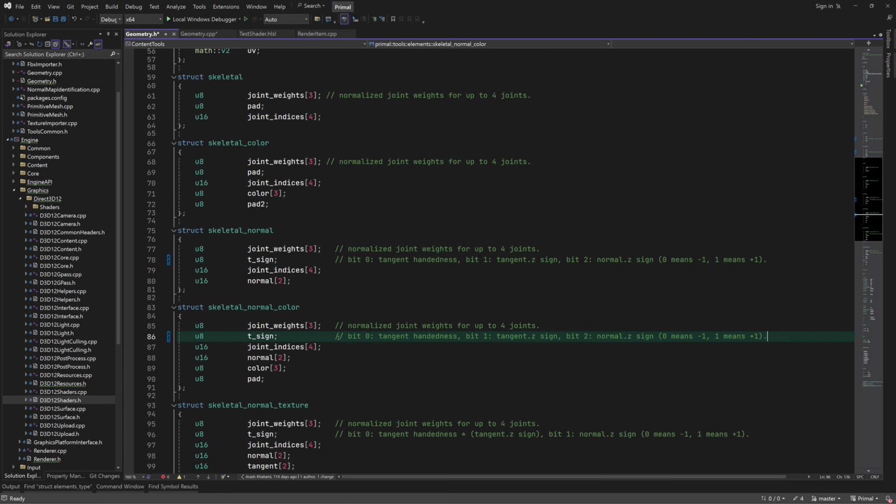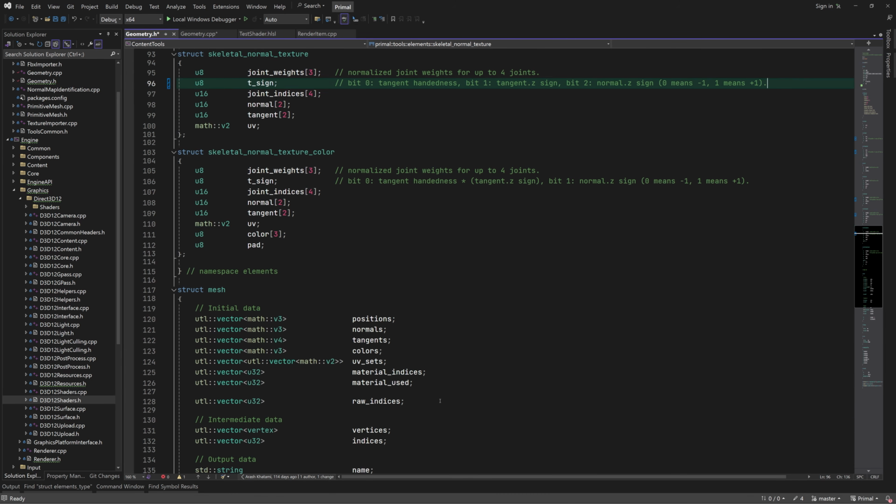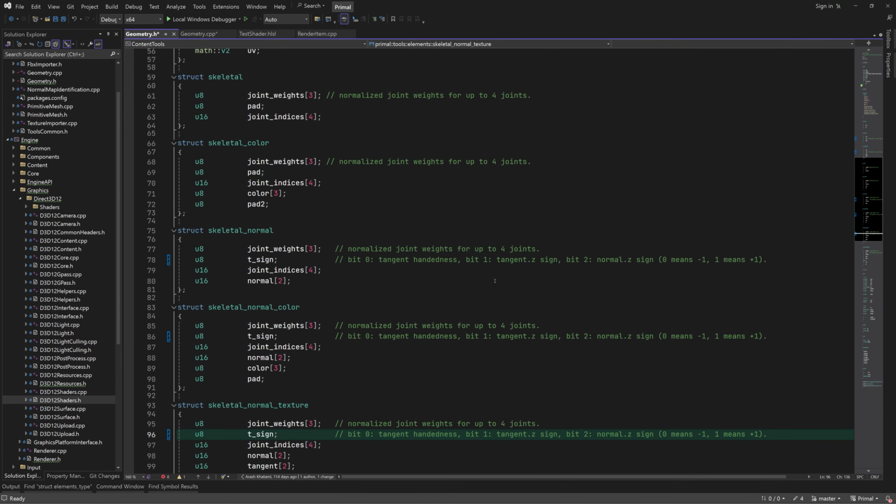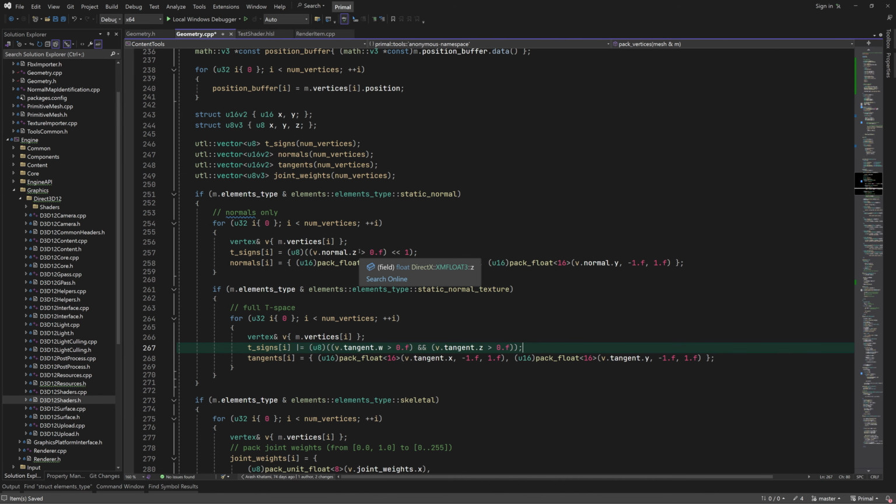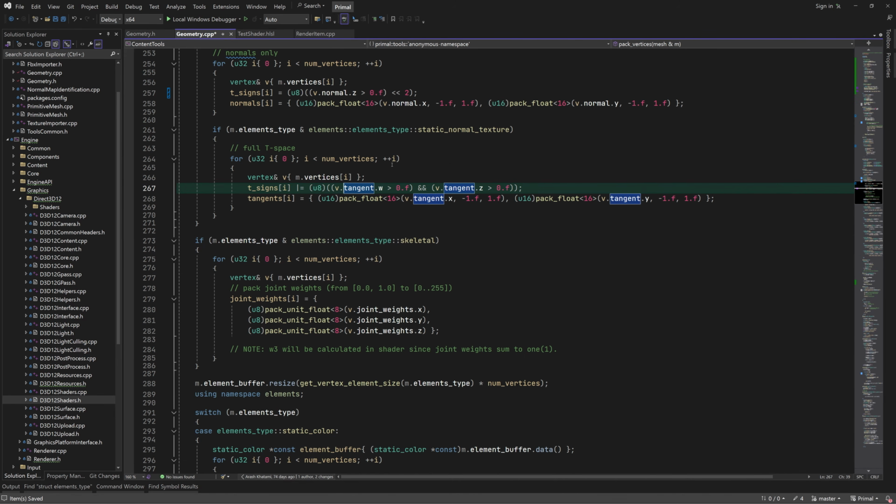To correct this, we have to use the first two bits for the tangent vector and the third bit for the normal vector. That means that when we pack vertices, we have to shift the bit for normal sign one more to the left to make room for the tangent bits. And then we can put the bits for tangent handedness and z component sign in the first and second bits respectively. And that's all we need to change here.